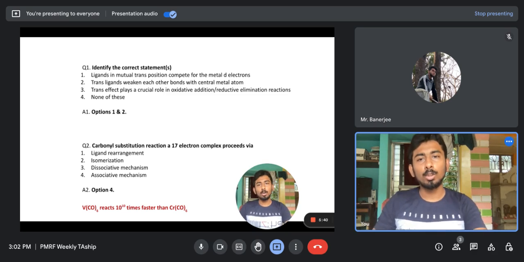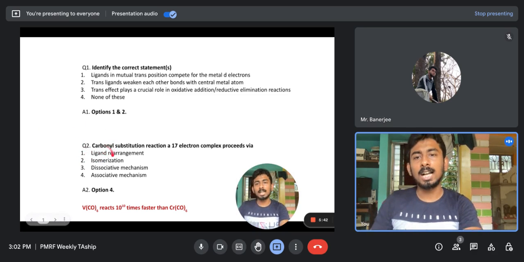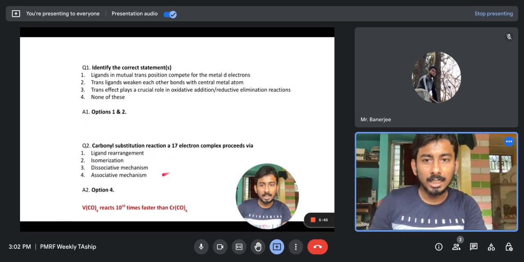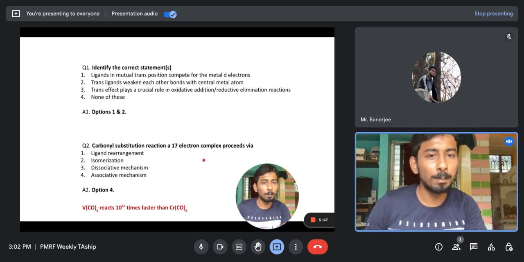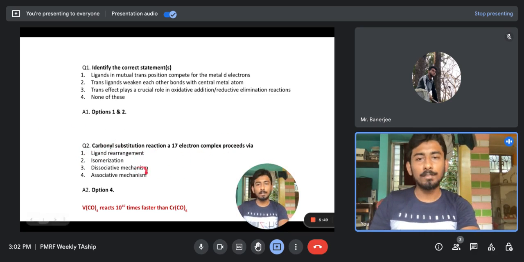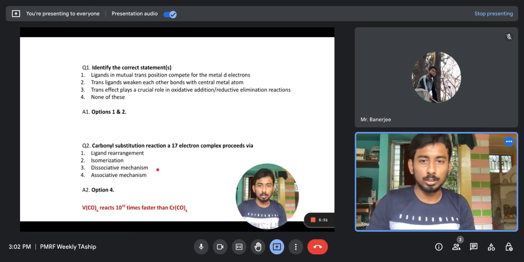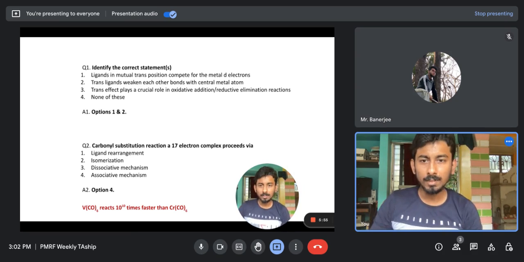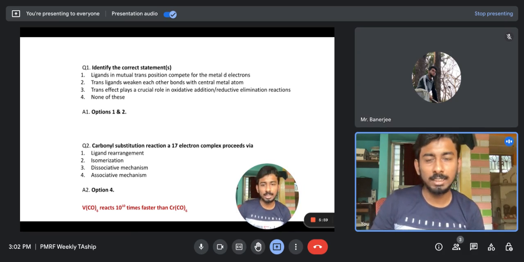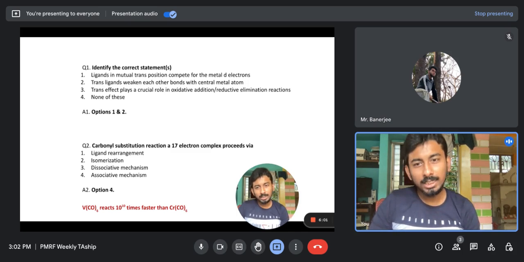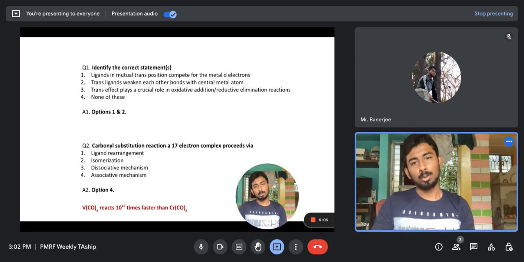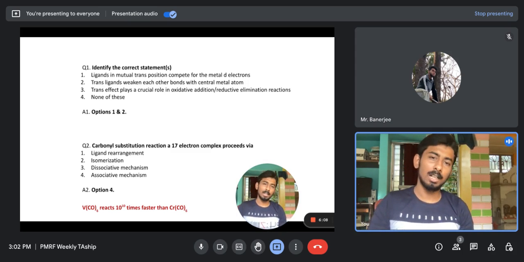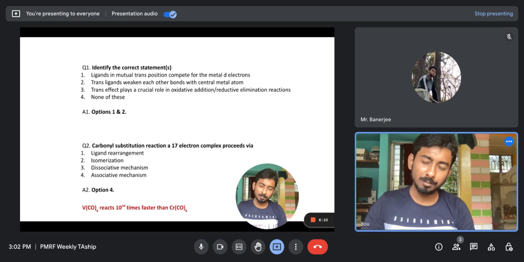Coming to the second question, here is the carbonyl substitution reaction in a 17 electron complex. It proceeds via which of the following pathways? The pathways given are the ligand rearrangement, isomerization, dissociative mechanism, or the associative mechanism. You see, in this case, many mechanisms are given, so we shall go through each kind of mechanism one by one.